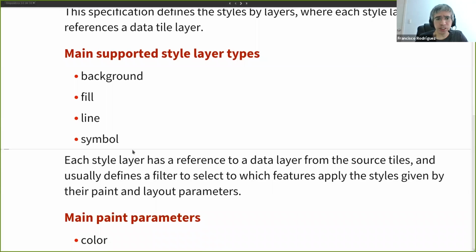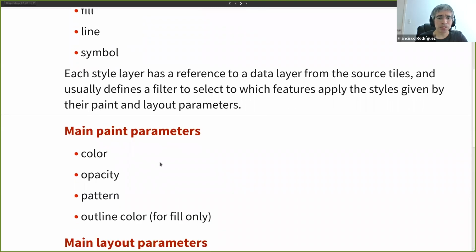As I said, in general, each of these layers might refer to a source layer. And each one will define some filters, with key values to pick which elements from each source layer are going to be applied in the map, and will use some paint and layout parameters. By paint parameters, we mean, for example, which color, opacity, if there is a pattern, or some outline color for the fill case.